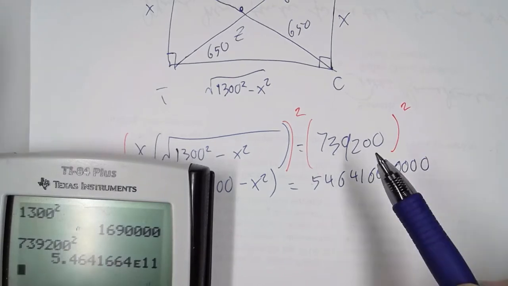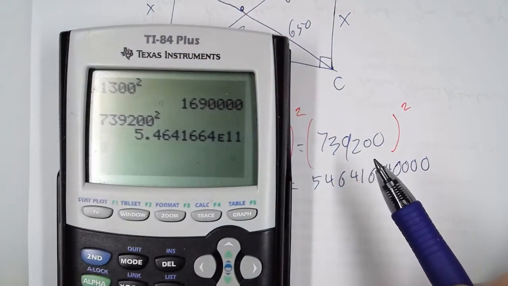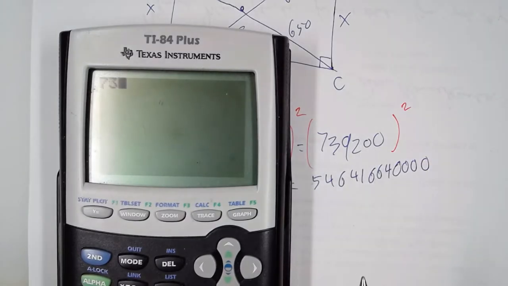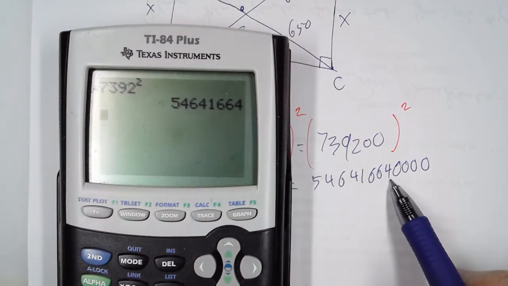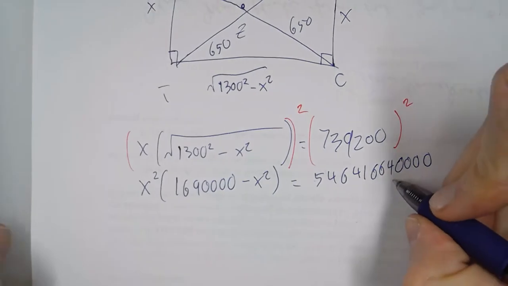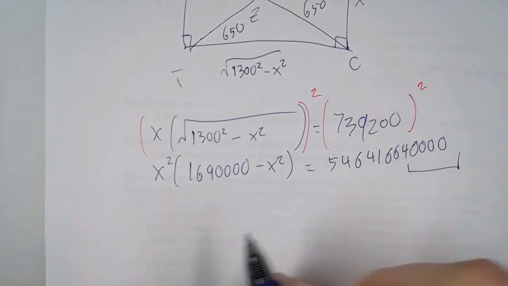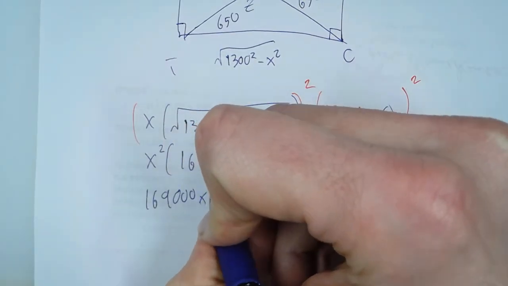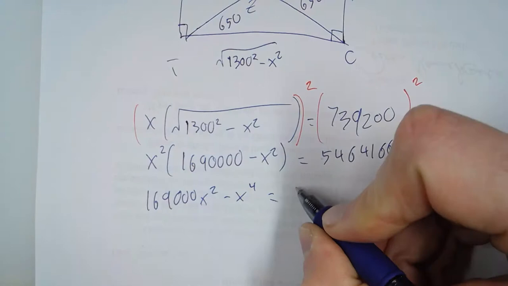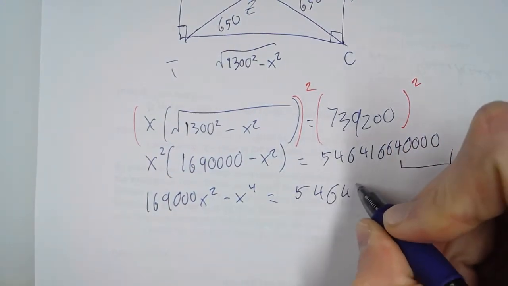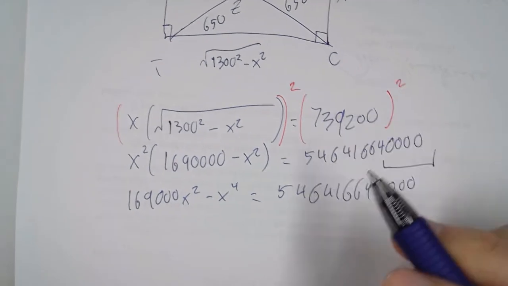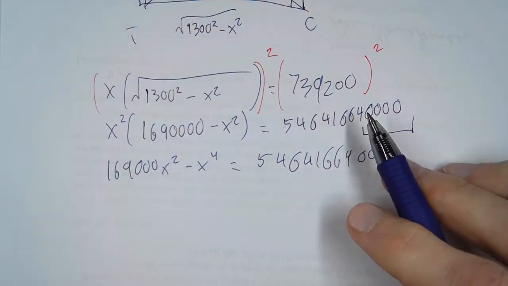Now, one way to make this calculation a little easier is to reckon that the extra zeros, when we square that, are going to add 4 zeros. So 7392, when we square that, we get 54641,664, and then the extra 4 zeros on the end. So on this side, when we multiply this out, we get 169,000 x squared minus x to the fourth equals 54641,664,000.